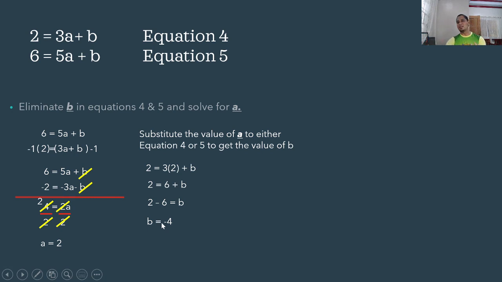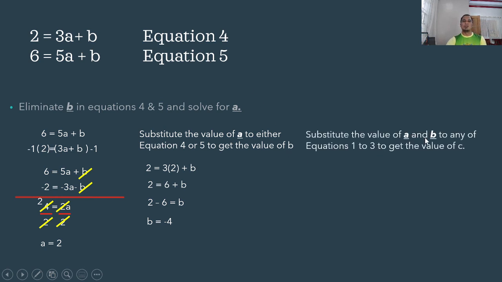Again, yung a, b, and c natin, nakuha natin yung dalawang value. A is equal to 2, b is equal to negative 4. The only one that's left is yung c. Eh dito sa equation 4 and 5, wala yung c. Saan natin nakita? Equations 1, 2, at saka yung 3. So substitute the value of a and b to any of equations 1 to 3 to get the value of c. Ito yung equation 1, 2, at saka 3. Remember?